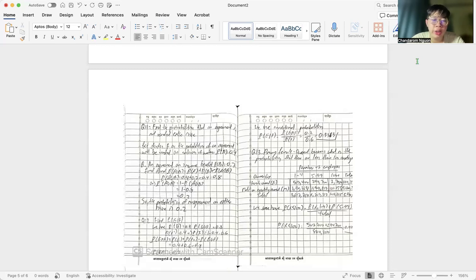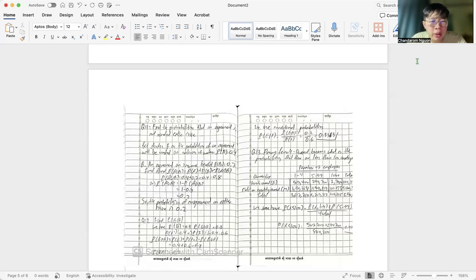So for question 12, based on the problem, we have been given some values, and we need to find P of E given F. To find this, we use the conditional probability formula: P of E given F equals P of E and F divided by P of F. First, we need to find P of E and F.